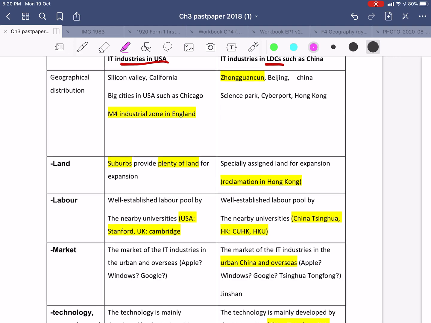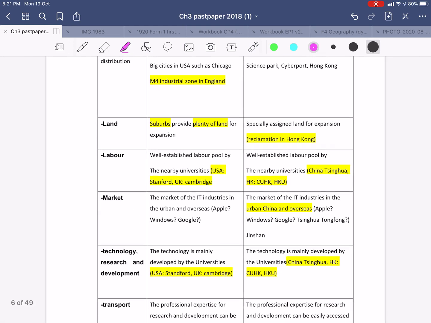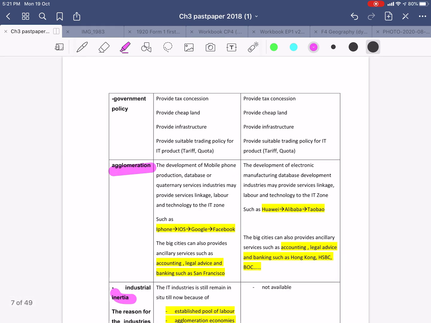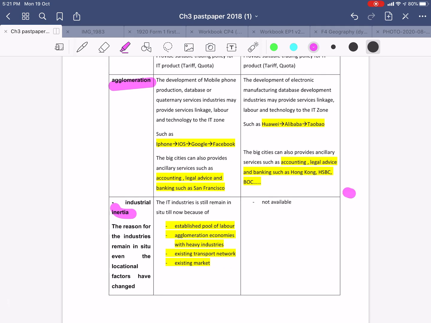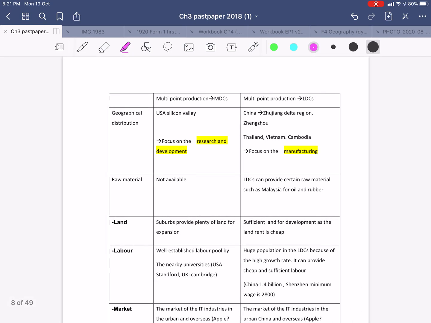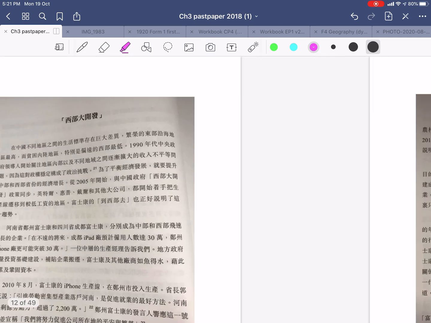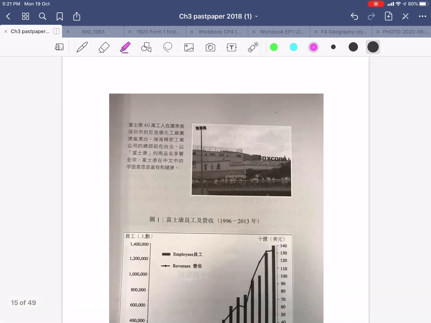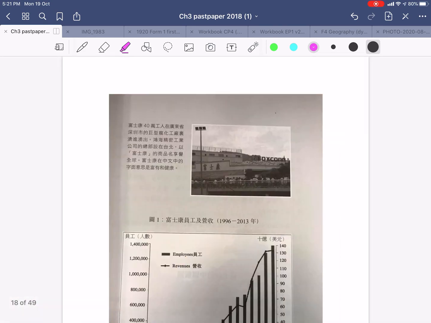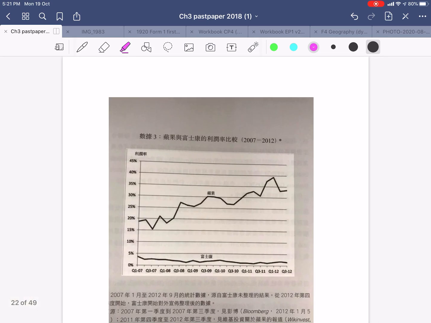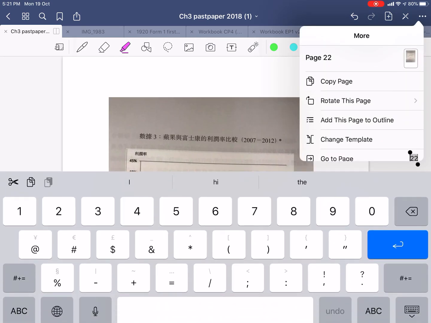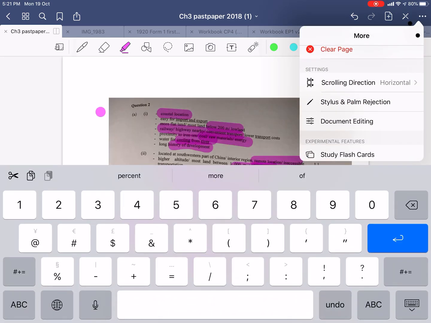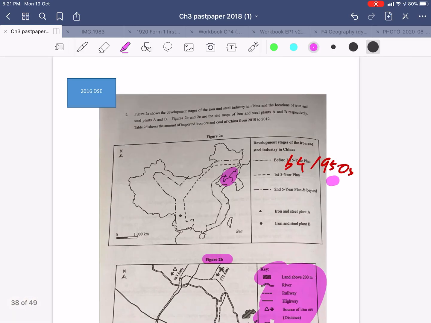How about the IT industry? The IT industry is also more or less the same, with different kinds of locational factors you have to pay attention to. Then to start with, I would like to go through a DBQ about the iron and steel plants.